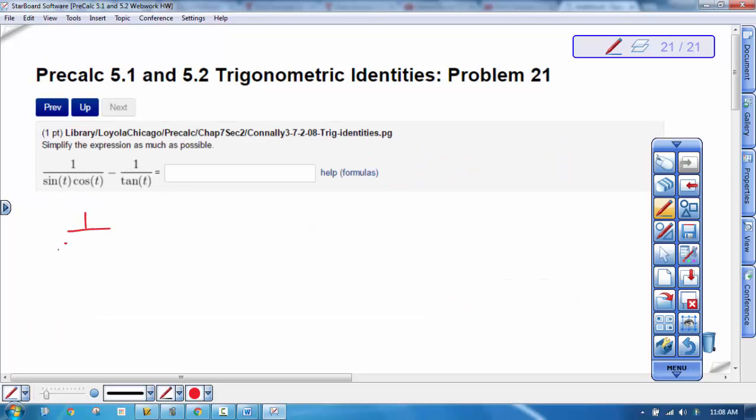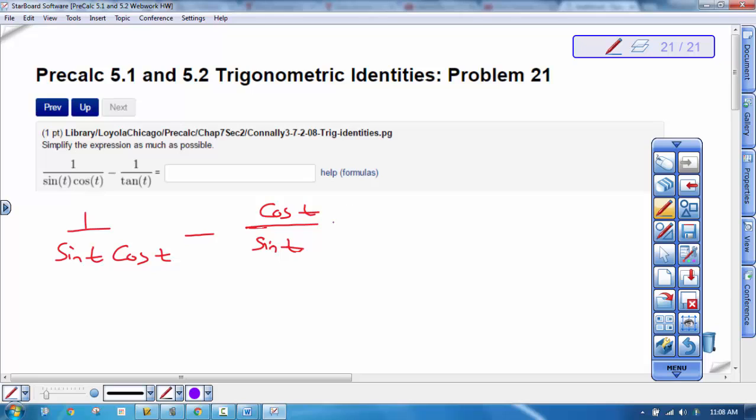Okay, and the last one then I'm going to rewrite this. You always want to replace sine and cosine with everything. So I'll make this 1 over sine of t over cosine of t. That's what tangent is. And instead of dividing by this fraction, I'm going to put them at the top and multiply by the reciprocal. So I'm going to make it cosine of t over sine of t. So I just flipped it, put it at the top.